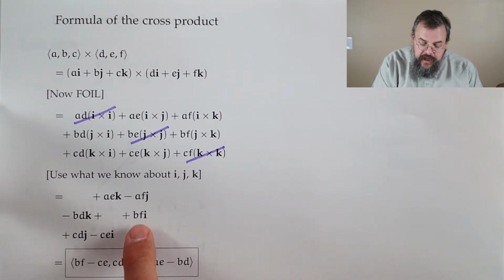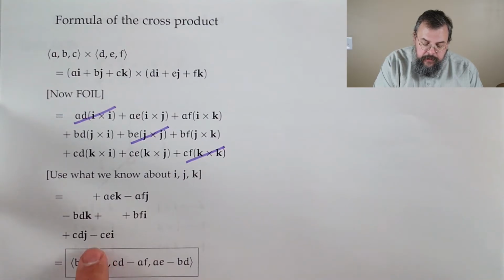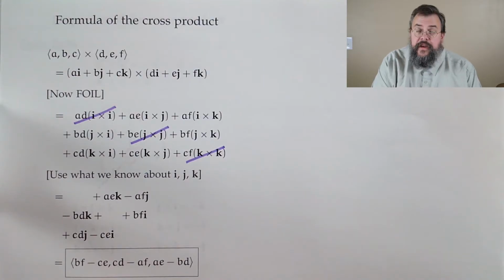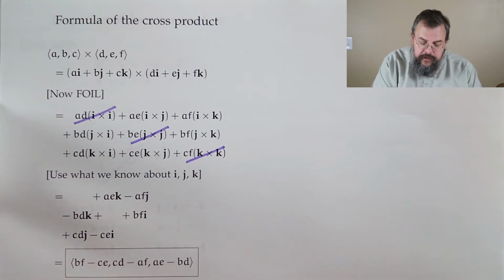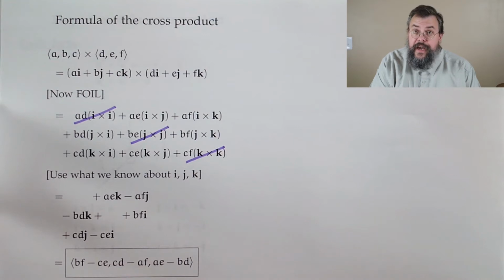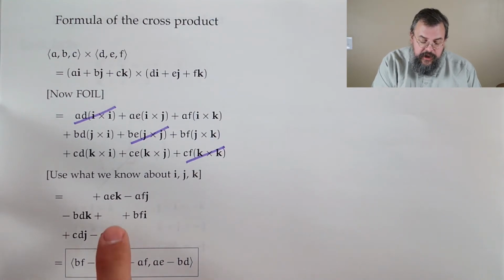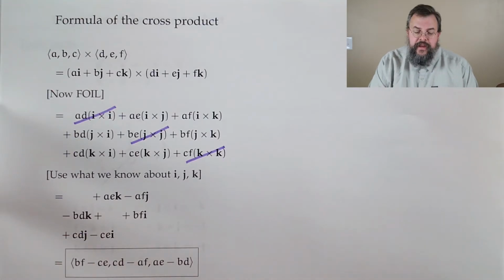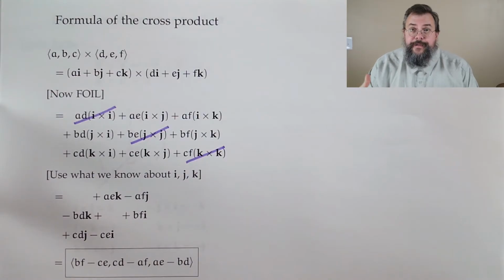Well, there's a BF and a CE with a minus. So BF minus CE goes in the first component. For J, there's a minus AF and a positive CD. So CD minus AF goes in the second component. And then finally with the K, there's an AE and a minus BD. And so there's the formula.